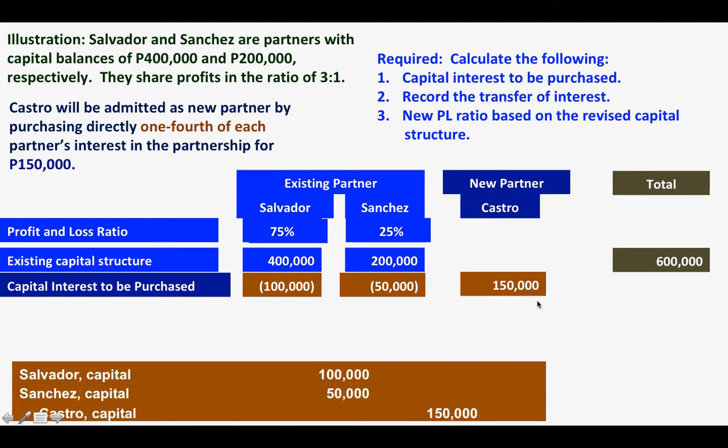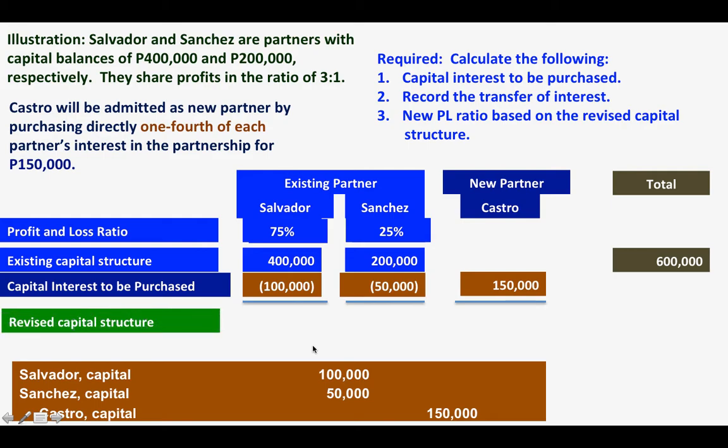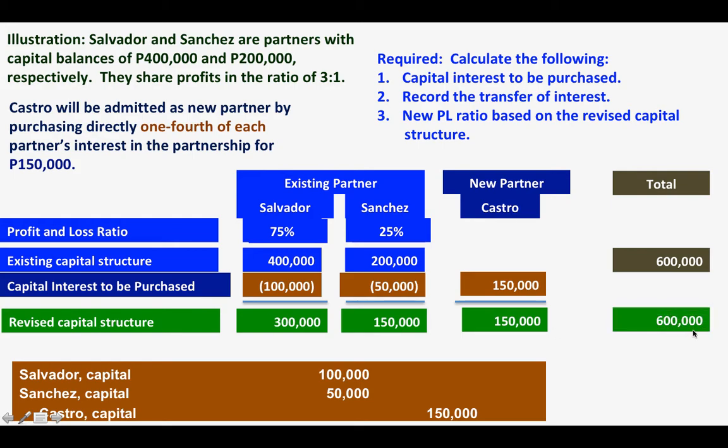So the entry to record the purchase of Castro is that we will deduct the capital of the existing partner and give the interest purchased by Castro amounting to 150,000. So here, class, if we are going to determine the revised capital structure, Salvador will have 300,000, Sanchez will have 150,000, and Castro will have 150,000 for a total of 600,000.